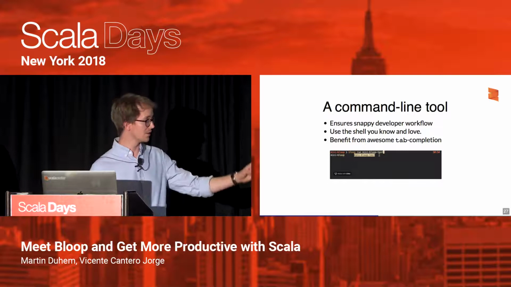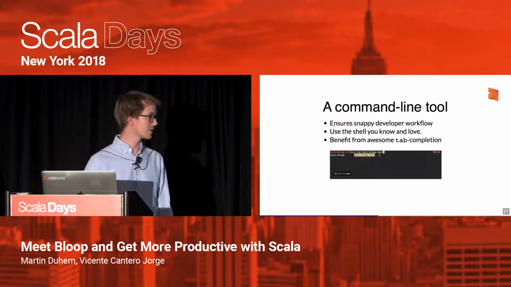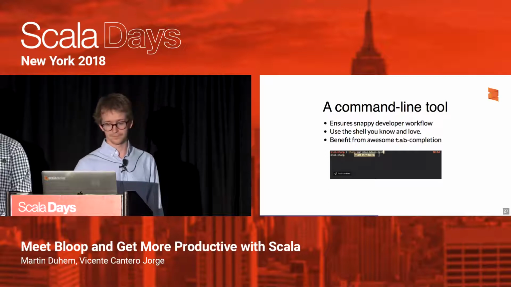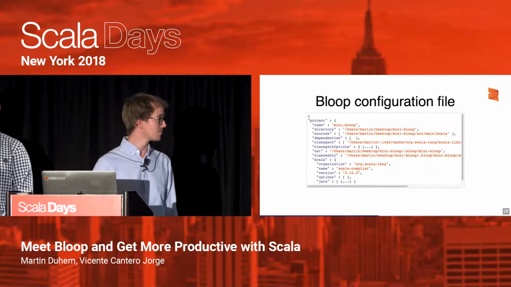For instance, in the GIF here, you can see if you're trying to run the main classes of a project, Bloop is going to propose suggestions of classes that are runnable in your project.